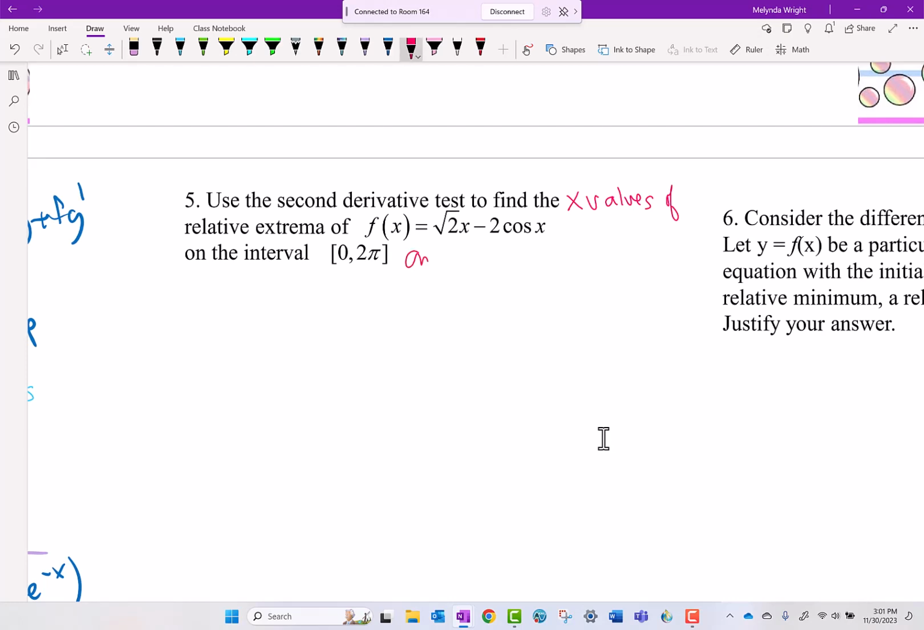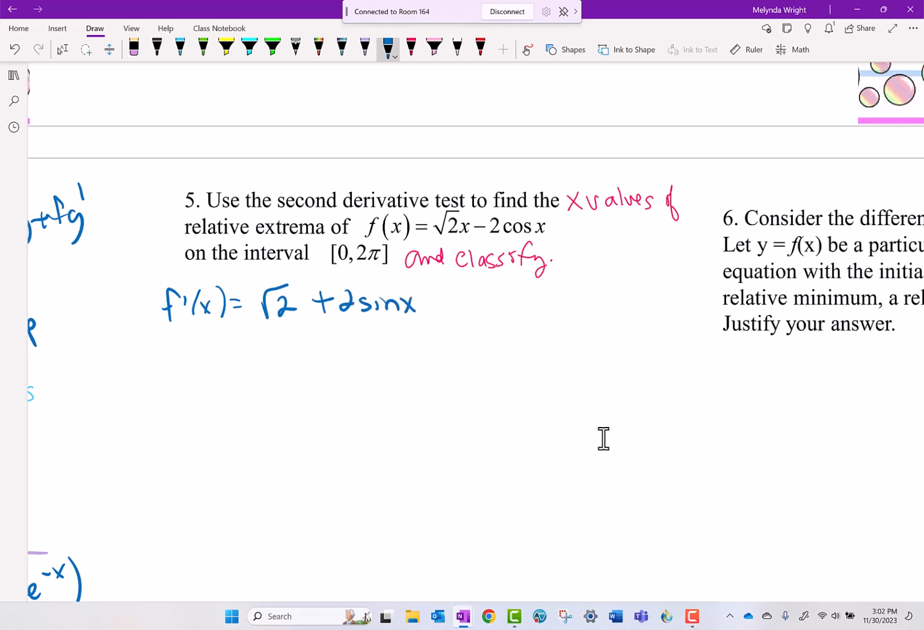And classify. Okay, so we don't care about the y values because relative extrema, the extrema is all about the y values. We just care about the x values. All right, so we have to use a second derivative test, which means we're going to have to find the first and second derivative. Here we go. The first derivative, the derivative of the square root of 2 times x is the square root of 2. The derivative of negative 2 cosine would be a positive 2 sine.